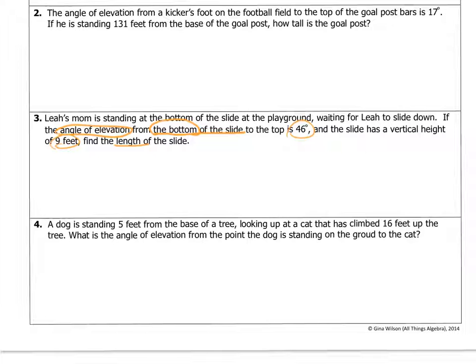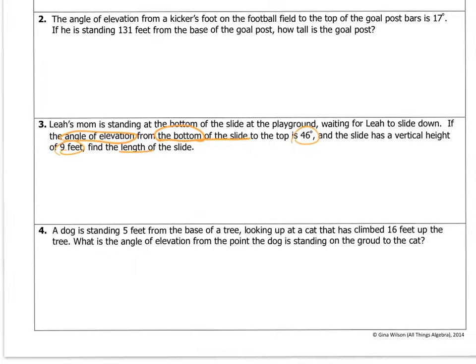So let's draw this graph. Mom is here, and the slide is here. And we have a vertical height of 9 feet, right? That's feet. And we have an angle of elevation, in this case, from the bottom of the slide. So if this side is the slide, from the bottom of the slide to the top, that elevation is 46 degrees.